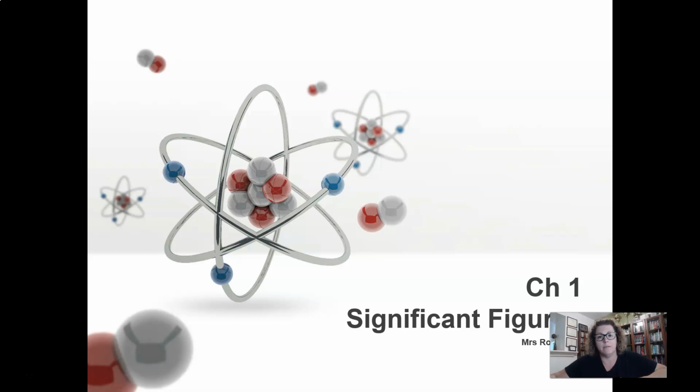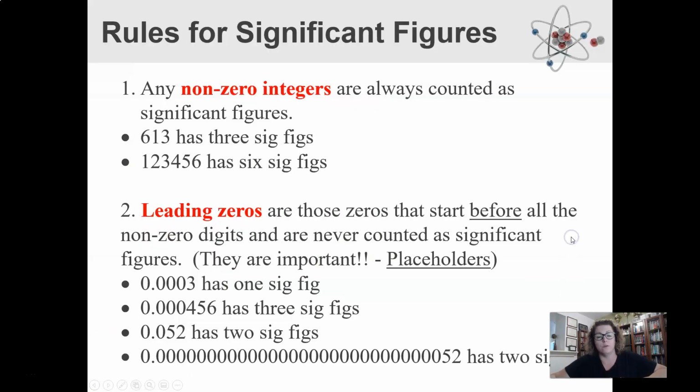So we call it significant. Before we look at the rules, and then we'll do some examples, in another video I'm going to show you how to do calculations with significant figures. In this video today, I'm just going to go over the rules first. There are 5 rules that I usually do with my students, and I'm going to break it down.